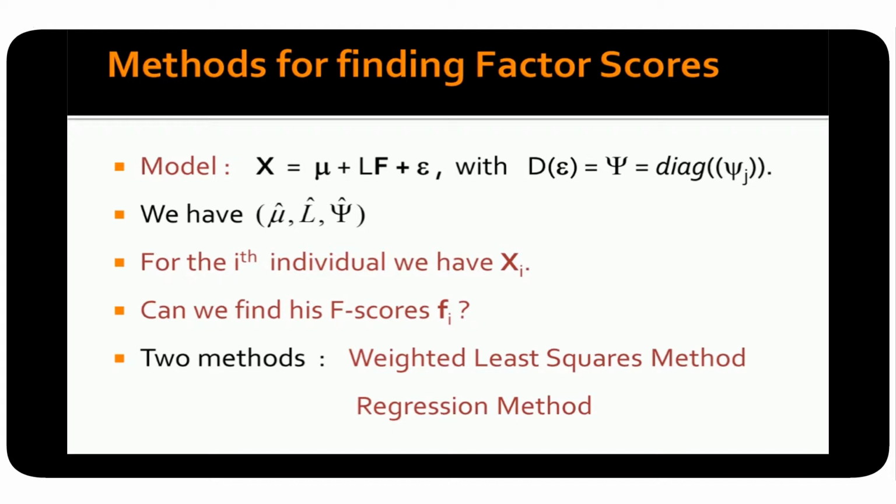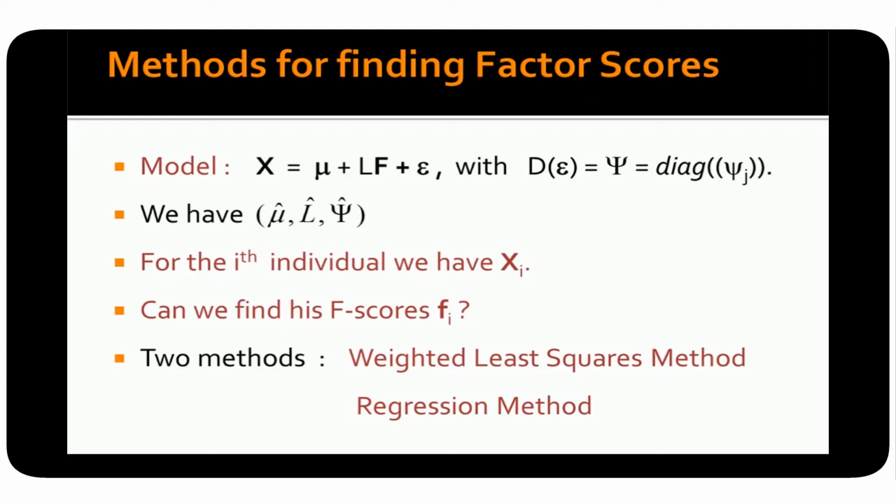It means that we have used a sample data of say n individuals, and we have built our factor model, which is x is equal to mu plus LF plus epsilon. And we have estimated the parameters, primarily L, which are the loadings. So, we have got L hat, and we have also got an estimate for psi, which is basically the variance component. Now, once we have done this, can we in fact give the factor scores of each of the individuals?